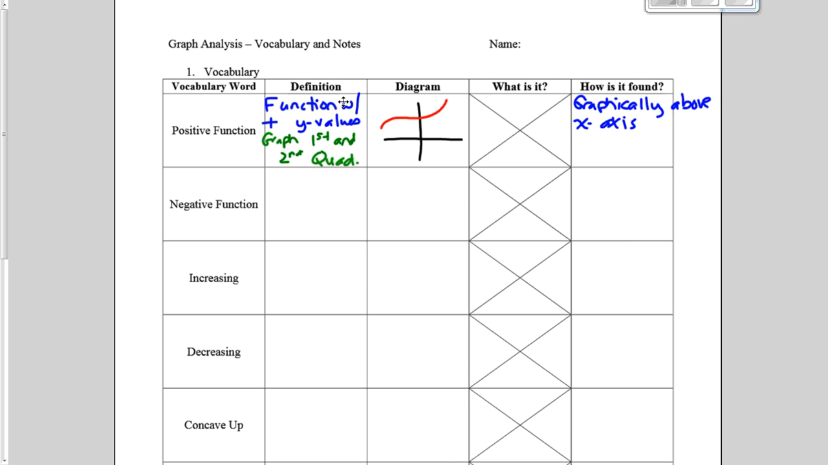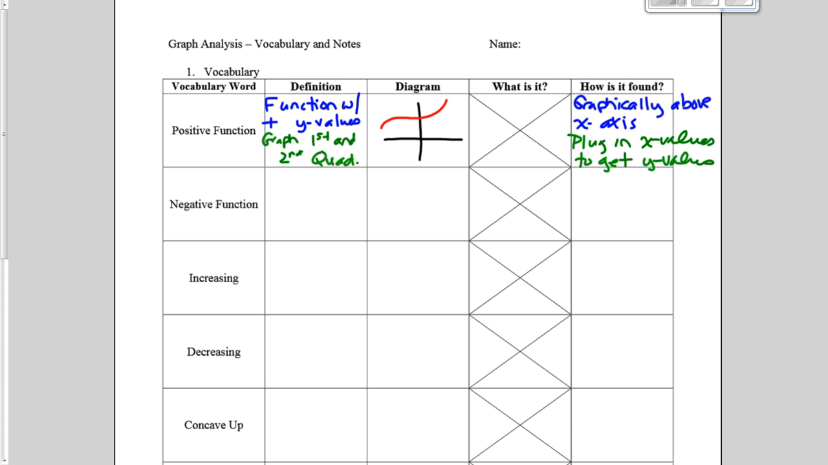And another way to do it, we can just plug in an x value and get the y values. Or we can look at the function and know, for example, x squared is always going to be a positive function.